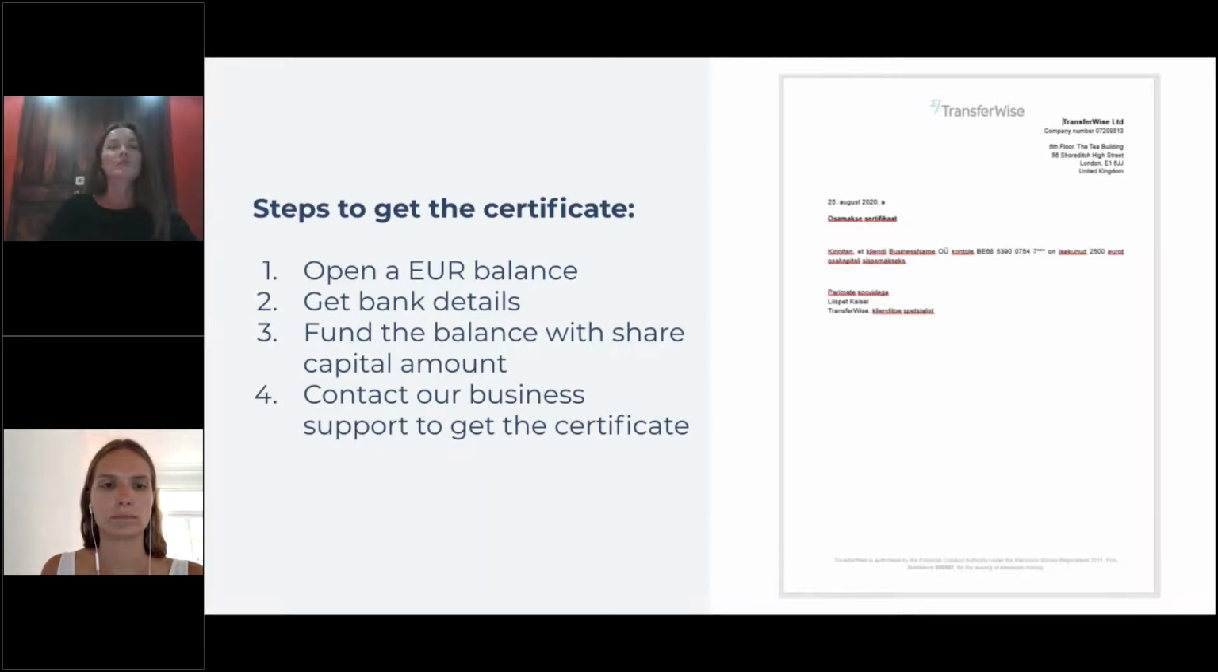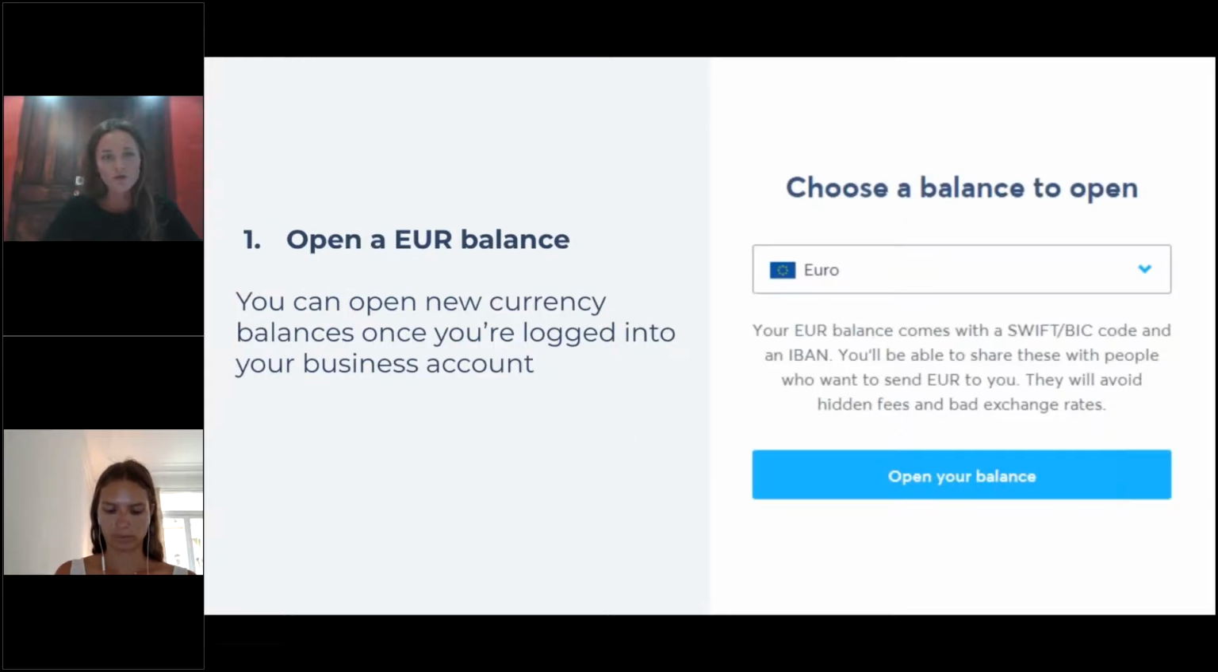Previously, only banks could issue this document, but now with the recent regulation change, any credit or payment institution can also issue it, which means that we can also do it. On the right side, you can see what the document looks like. It's in Estonian as required, and our business support team can provide you one. So if you take me to the next slide, I will show you exactly how it works.